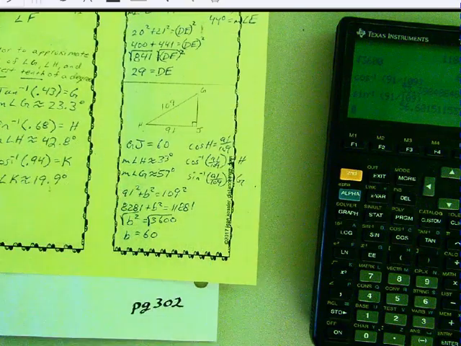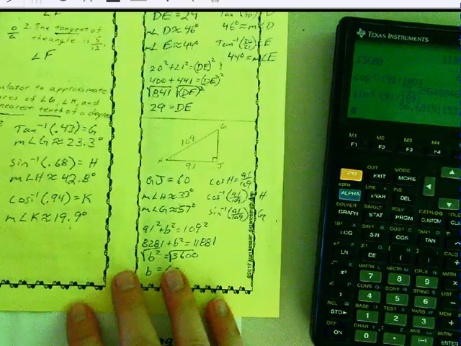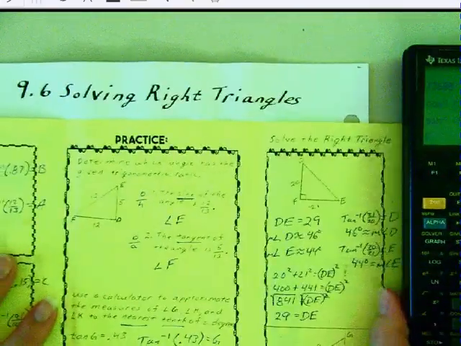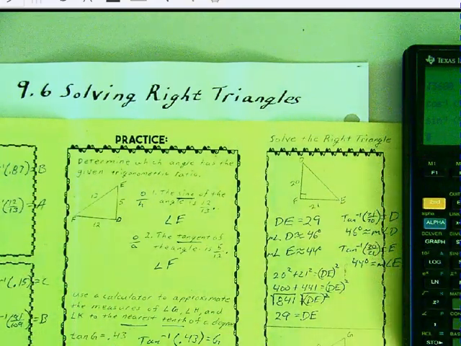That is all that I have for you today. Again, this is for 9.6. We're solving right triangles using our inverse functions.